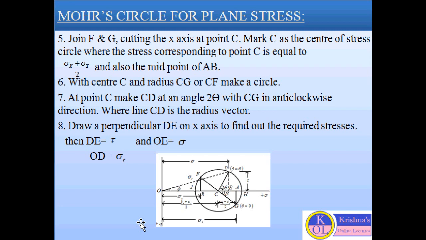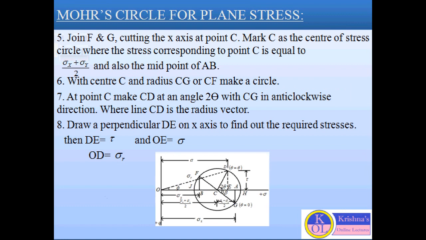To find their values, we will draw a perpendicular DE on the x-axis. So here DE will be tau, OE will be sigma, and OD will be the resultant stress, sigma R. So here sigma is positive and tau is negative as per our sign convention.